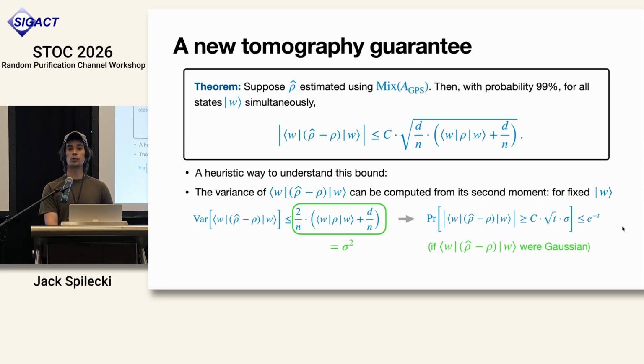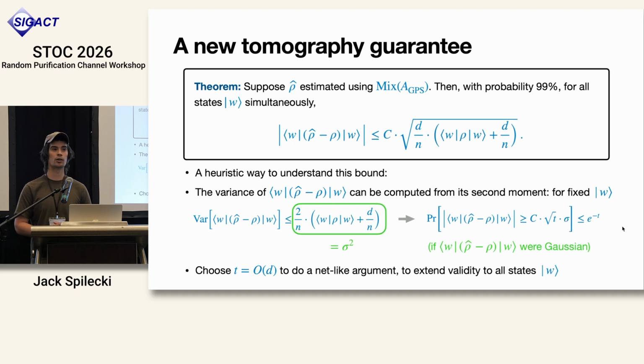Okay, so that would hold for any fixed w, but we want some bound which holds for all w. And so we want to take a union bound over a net of states, which involves union bounding over e to the d many states. So we want to take this t to be at least d to get a result that holds with high constant probability. And if you plug in d here, then this bound on the right becomes exactly this bound at the top. Okay.